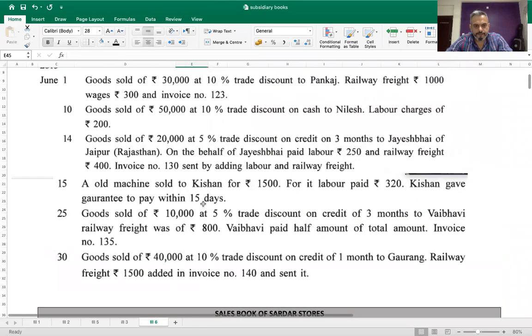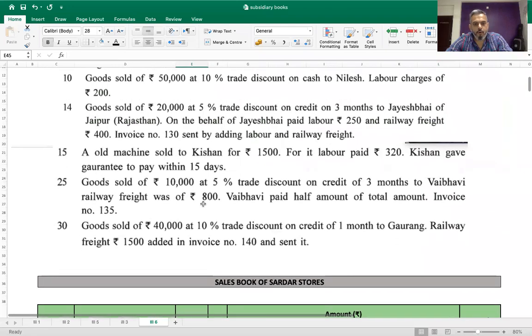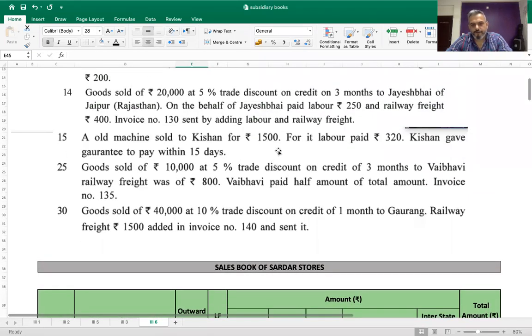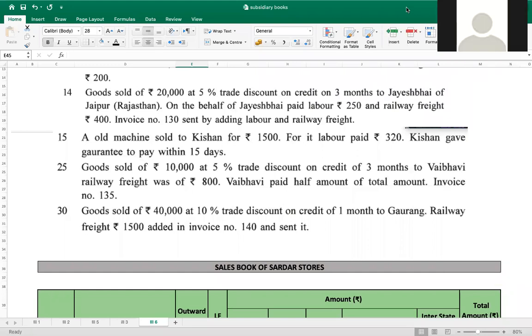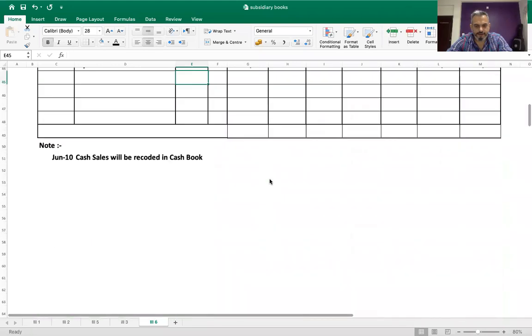Next, an old machine sold to Kishan for 1500. For it, labor paid 320. Kishan gave guarantee to pay within 15 days. So, machine sold. Will it come in sales book? No. It's an asset. And labor paid will go where? Cash book. Okay, so 15th, let's write the note.